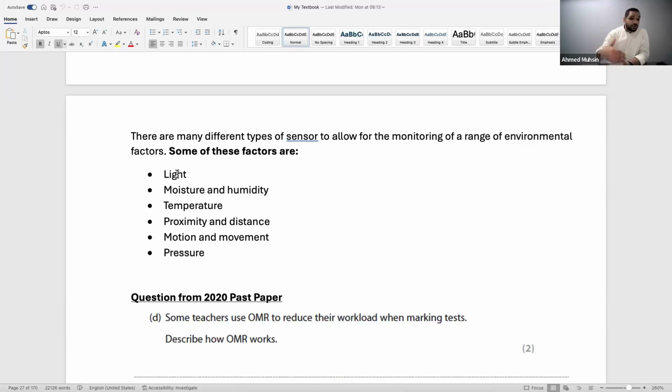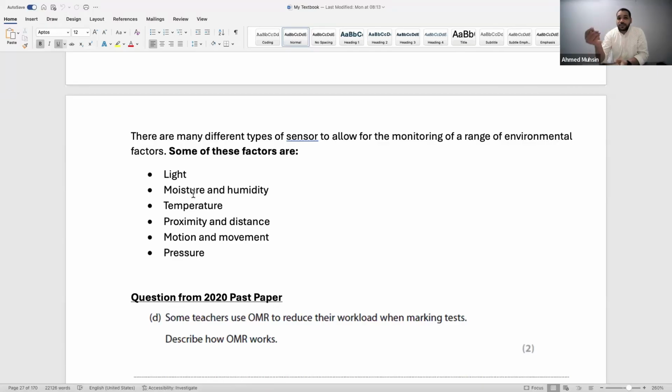Say for example you go outdoors, you're in a very sunny environment, the sunshine is brightly shining. Then your phone's brightness would automatically increase. It becomes bright so that you can see it. Everybody okay with this? This is an example of a light sensor. Look at the next one, moisture and humidity.